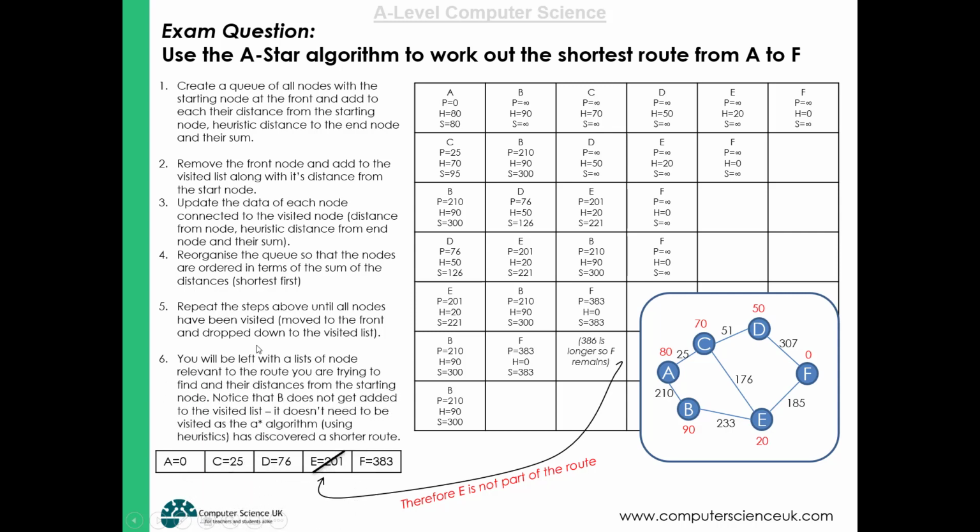and what we'll do is we'll be left with a list of nodes that are relevant to the route that we're trying to find and their distances from the starting node. Notice that in this case, B doesn't get added to the visited list. It doesn't need to be visited as the A-star algorithm using heuristics discovered a shorter route. So therefore the shortest path from A to F, it should be, is 383. And we can use the route A, C, D and F for that.